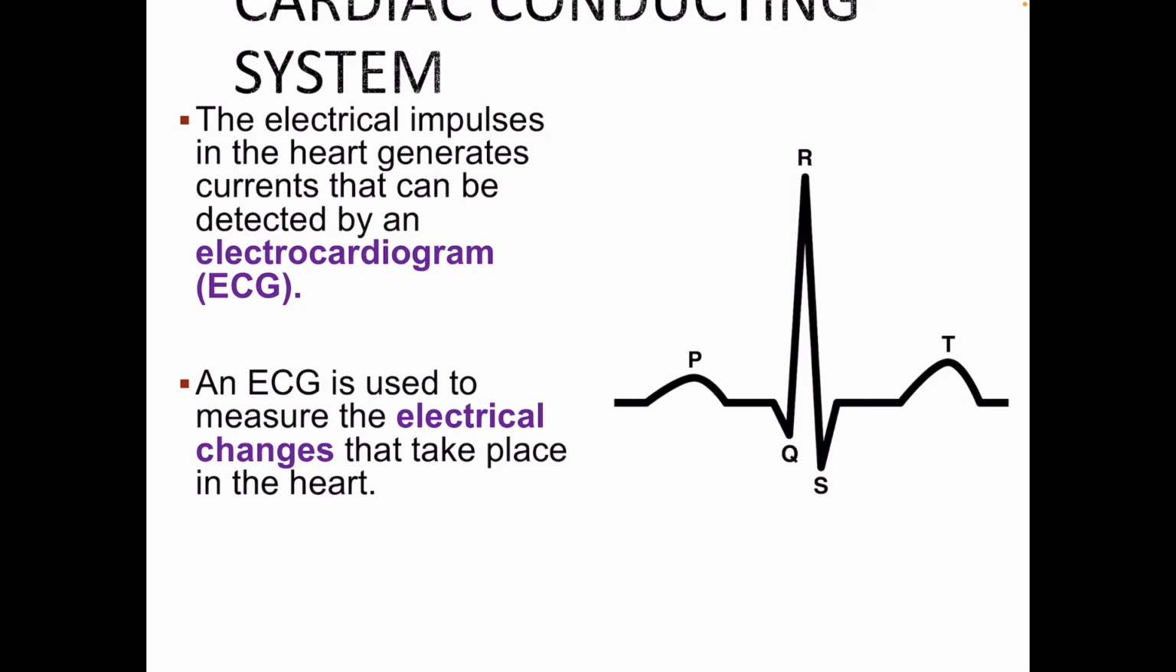The conducting system of the heart generates currents that can be detected by an electrocardiogram or ECG. And this can be used to measure the electrical changes that take place in the heart. You can see a typical ECG on the diagram here.